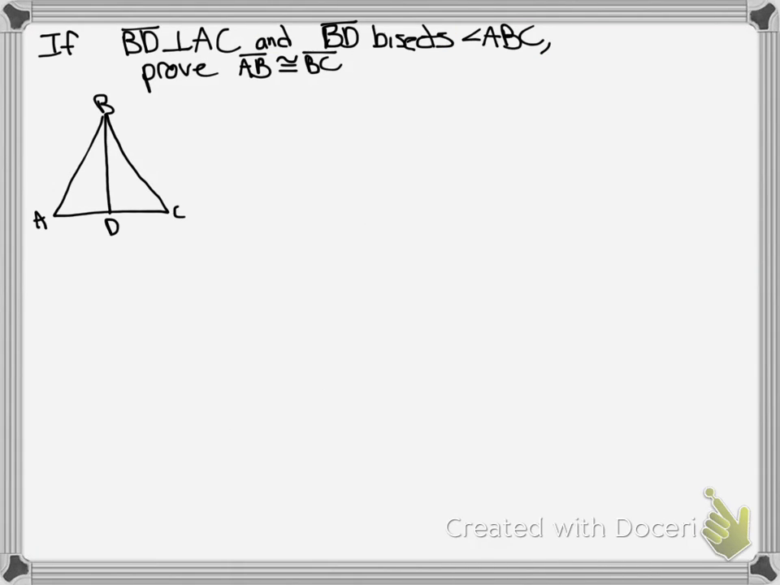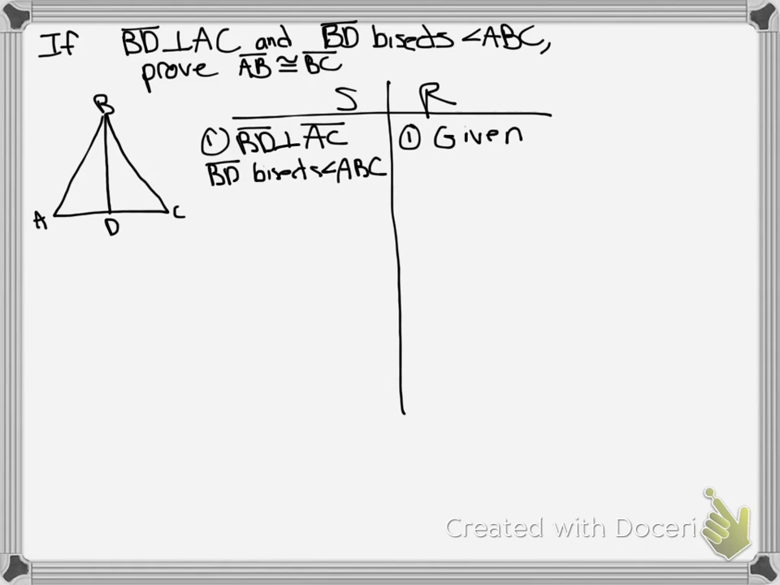Copy down this one, set up a statement reason chart, and see how far you can get. So I went ahead and I wrote down the whole given, step number 1, given. Now I go through one part at a time. BD is perpendicular to AC. Remember, perpendicular talks about angles. I know this angle's 90 and this angle's 90. So number 2, angle ADB is congruent to angle CDB. The reason I knew that was perpendicular.